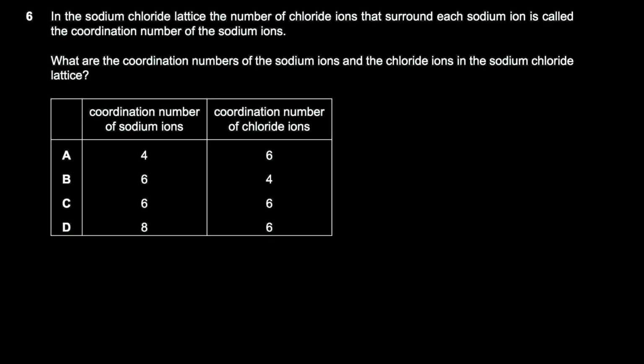Question number 6 says, in the sodium chloride lattice, the number of chloride ions that surround each sodium ion is called the coordination number of the sodium ions. What are the coordination numbers of the sodium and chloride ions in the sodium chloride lattice? You should remember that each sodium ion is surrounded by 6 chloride ions and each chloride ion is surrounded by 6 sodium ions. So the coordination number for both of them is 6.